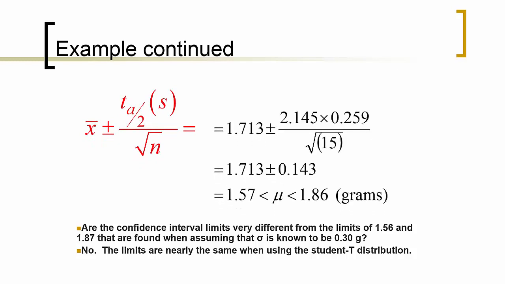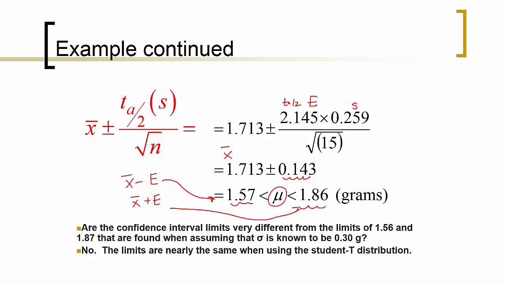So the margin of error formula is critical value T, 2.145, times S, which is 0.259, divided by the square root of N, so square root of 15. So the margin of error is 0.143. To set up the confidence interval, we're going to do X bar minus the margin of error and X bar plus the margin of error. So that gives us the limits of 1.57 and 1.86 when we use X bar of 1.713.